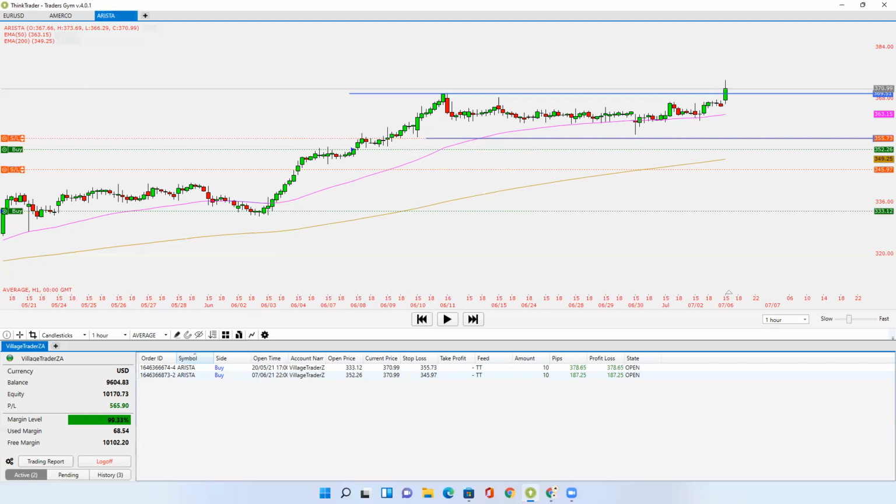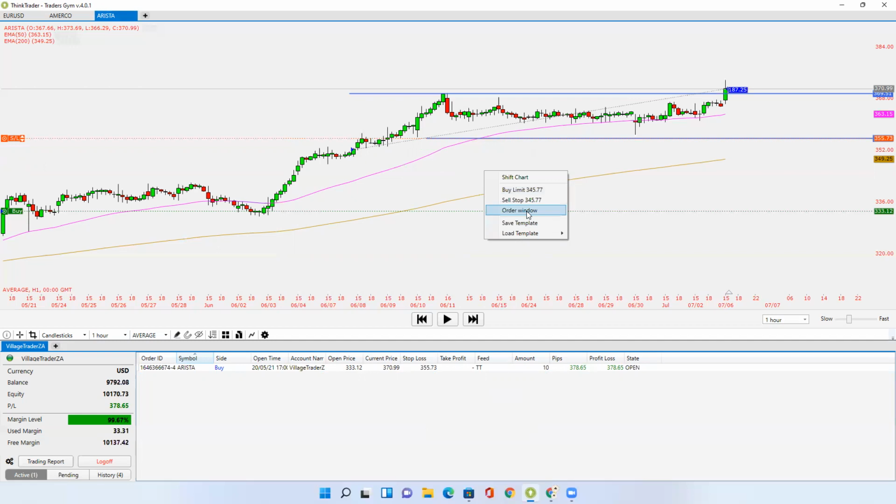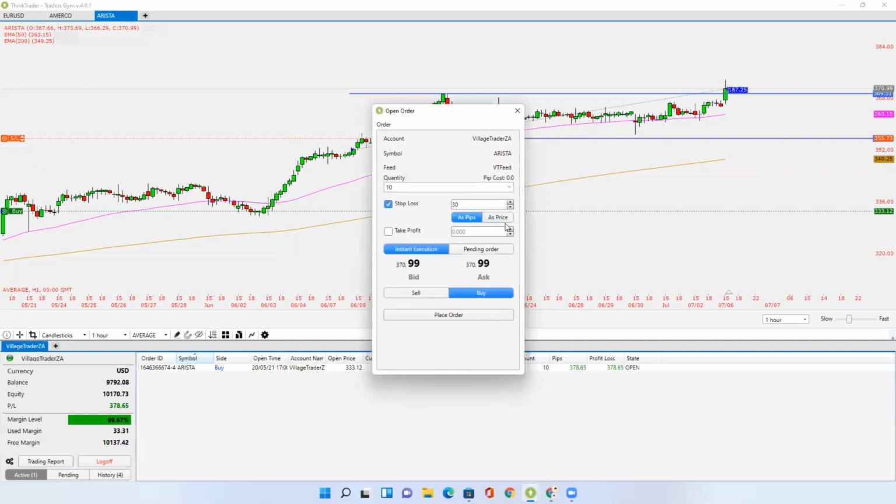I have my 50-day protecting me. Damn it, that's an error. And I don't like making those types of errors, but that's fine. So I closed that position accidentally.